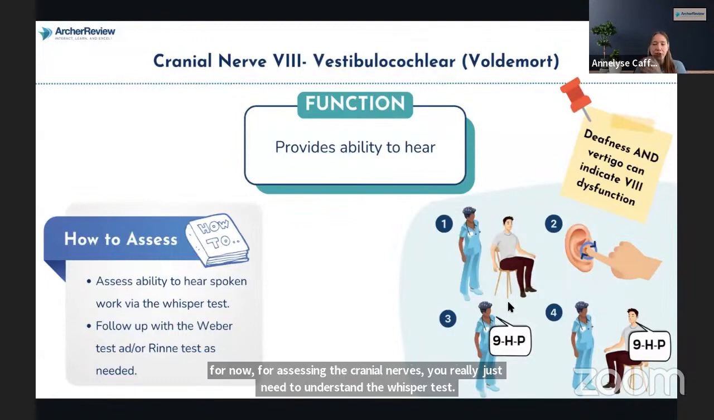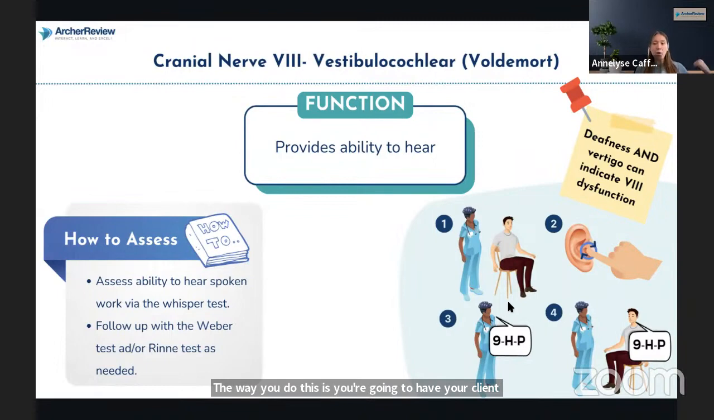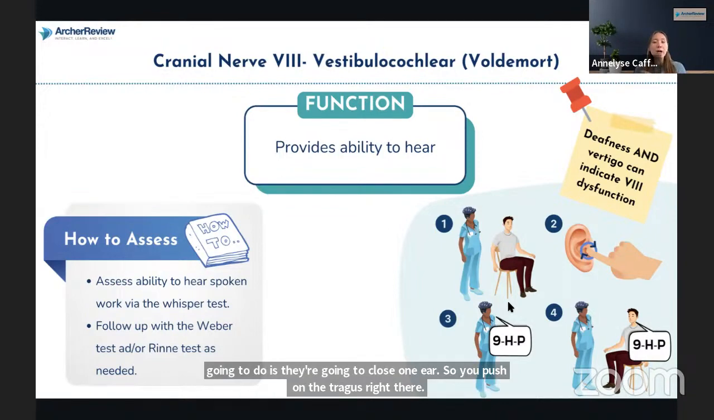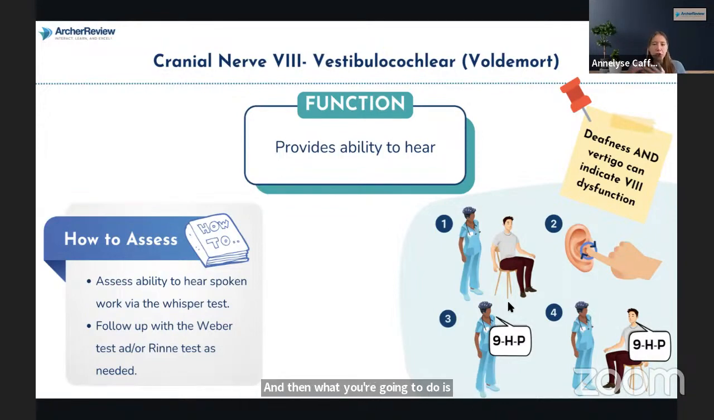The way you do this is you're going to have your client sit down, or they can stand if they're already standing. You're going to stand behind them, and they're going to close one ear. So you push on the tragus right there. Then you're going to whisper in their other ear, just a few feet away from them. I like to pick 3 random letters and numbers. I usually do a mix, like 9HP. So I will whisper that.